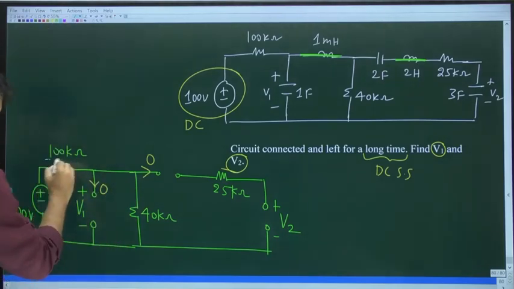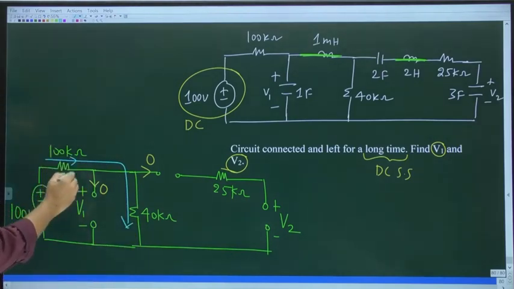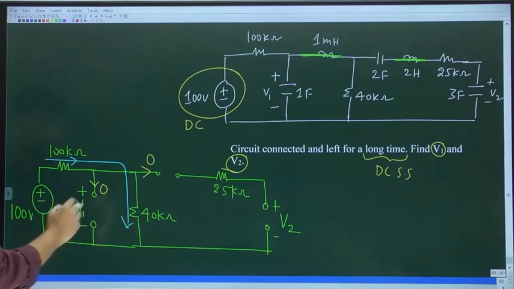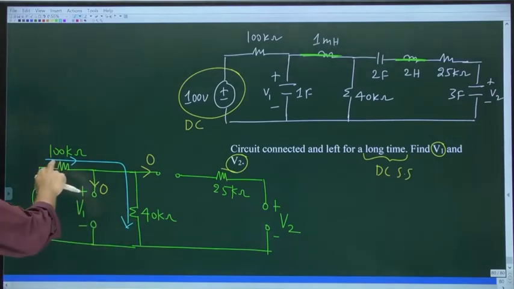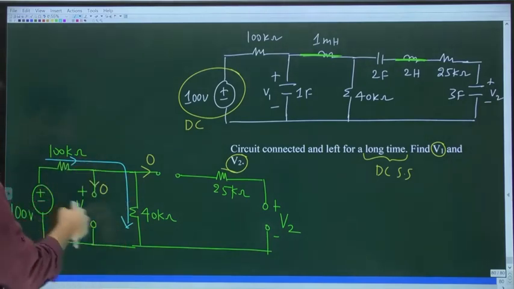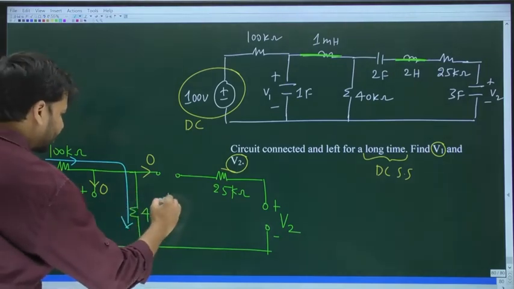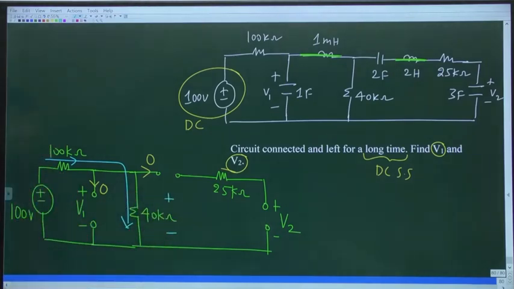Which means 100k and 40k, are they not in series? Yes or no? 100k and 40k both are in series. Whatever current flows through 100k, the same current also flows through 40k, and 100k and 40k are in series across the 100 volt source. Resistors in series across a voltage source, voltage division will take place. So what is the voltage drop across the 40 kilo ohm resistor? It will be 100 into 40 divided by 100 plus 40.